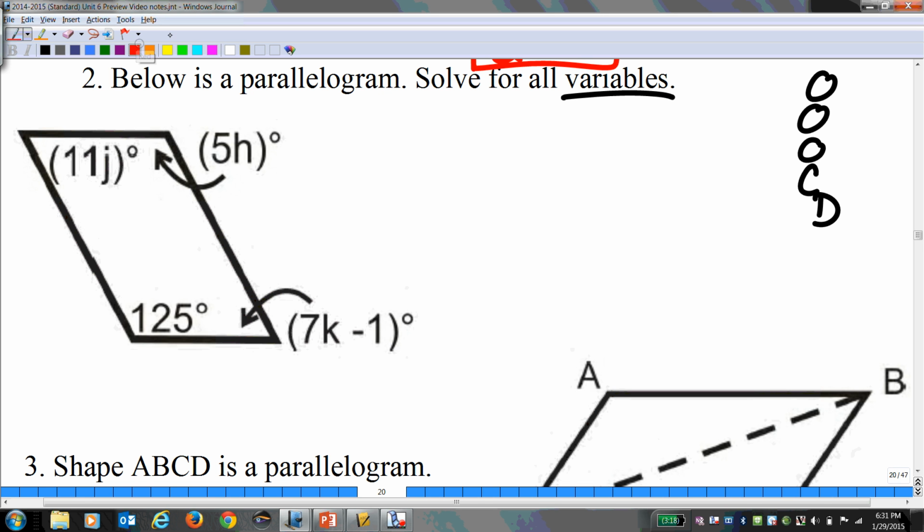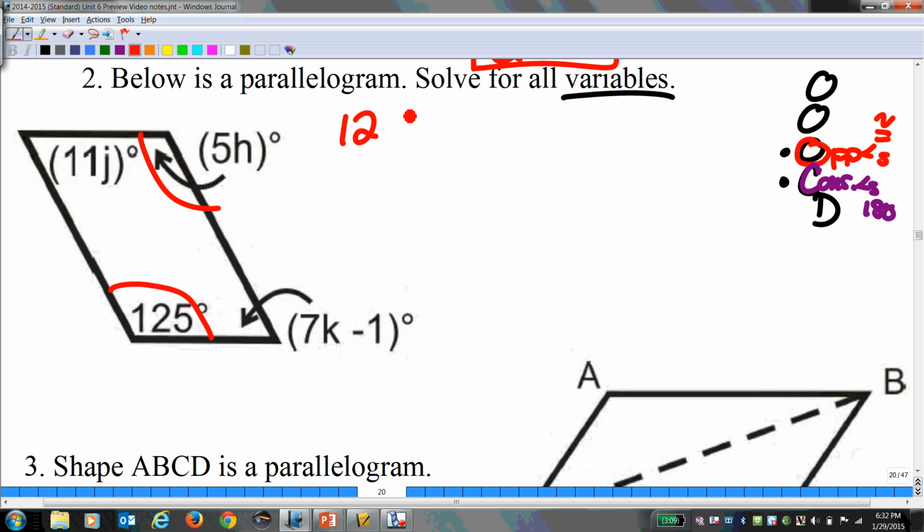So the ones that deal with angles is this third one, the fact that opposite angles are congruent. And this one right here, the fact that consecutive angles add up to 180. So these are the two ones that deal with angles. Opposite angles congruent, consecutive angles add up to 180. So right off the bat, opposite angles are congruent.